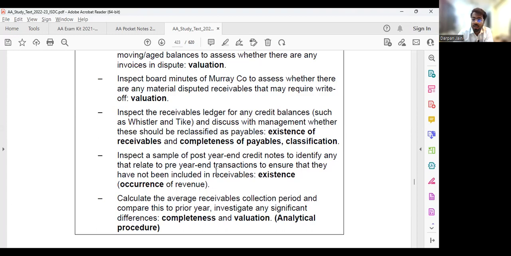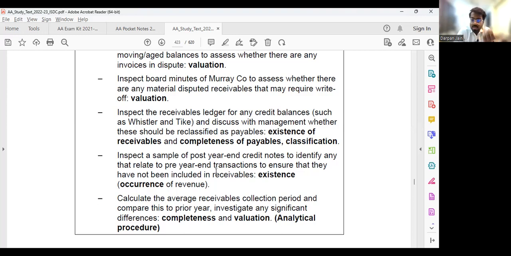Next, inspect the post-year-end credit notes to identify any that relate to pre-year-end transactions to ensure they have not been included in receivables. What is a credit note? When do you issue a credit note? You issue a credit note in the case of sales returns. When there is a sale, but that sale has been returned, in that case, you issue a credit note. So they are asking you to see the credit notes of the next year to see if they relate to sales of this year.